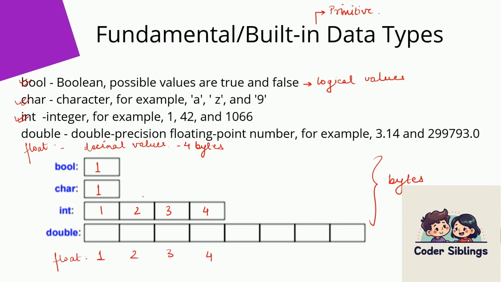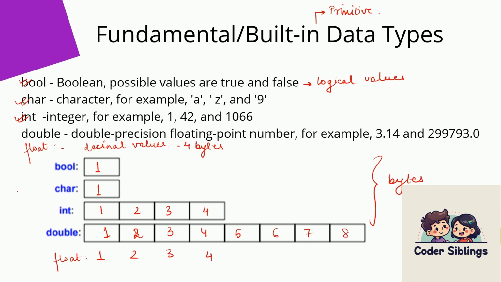Now double floating point, it is used for storing double precision floating point number, and therefore it shall require 8 bytes of memory in the memory space, right?